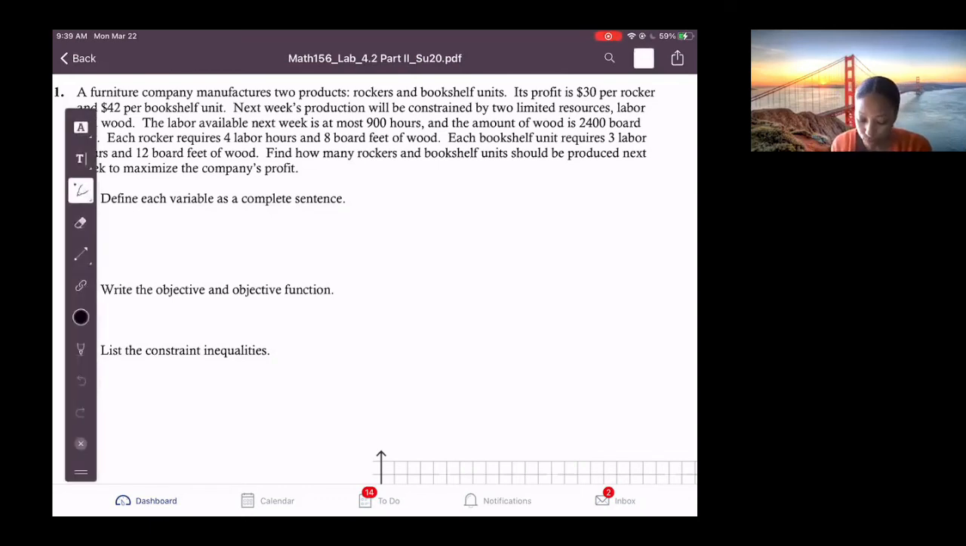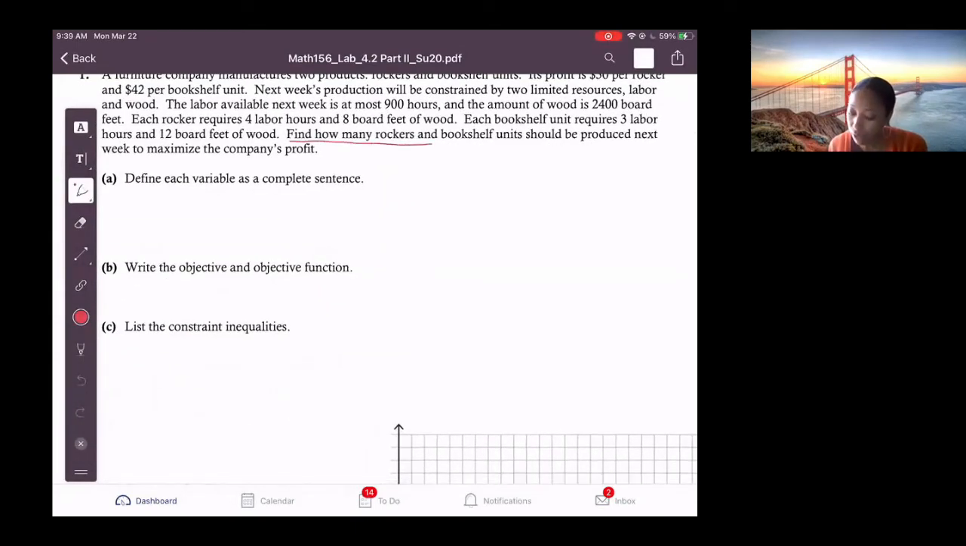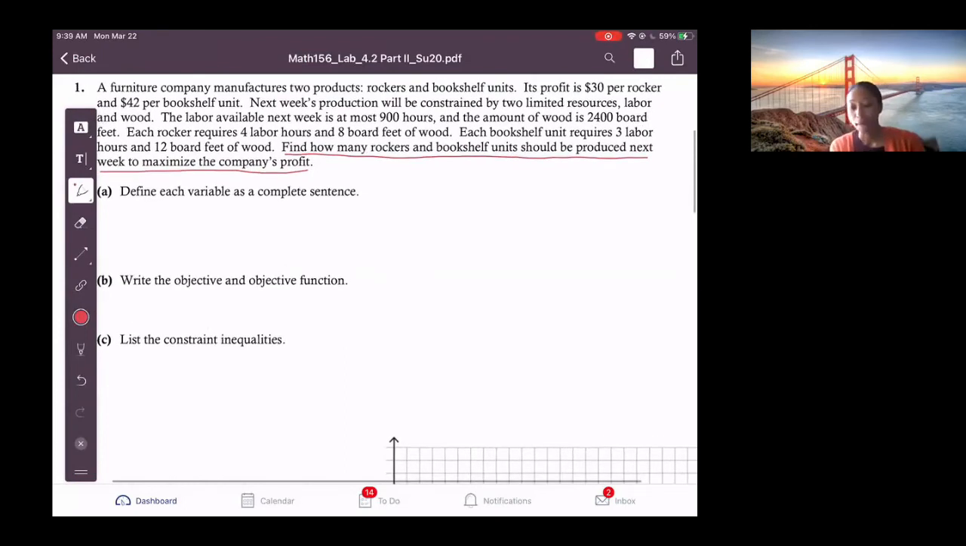And then the most important part. What's the question after all of this? Find how many rockers and bookshelf units should be produced to maximize the profit. So the first thing we're asked to do here is define each variable as a complete sentence. We want to know how many rockers and bookshelf units should be sold. So there's 2 different things. We should have 2 unknowns.